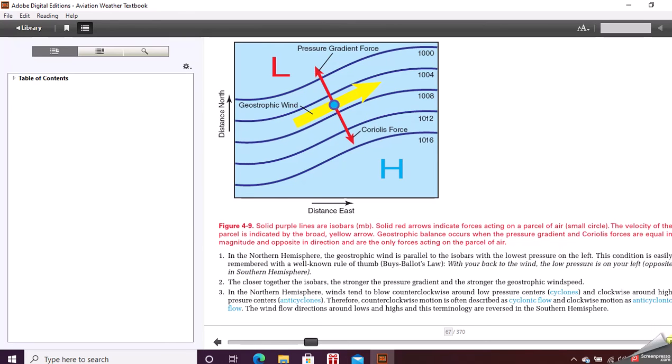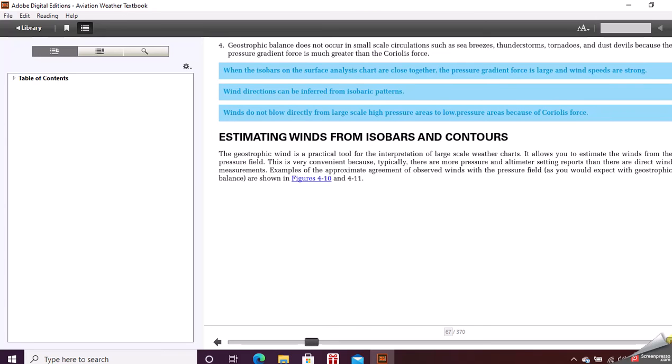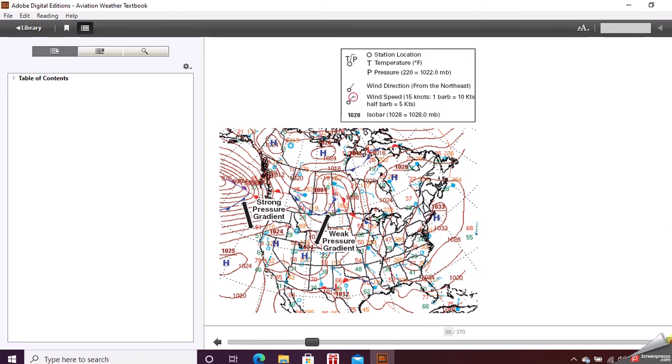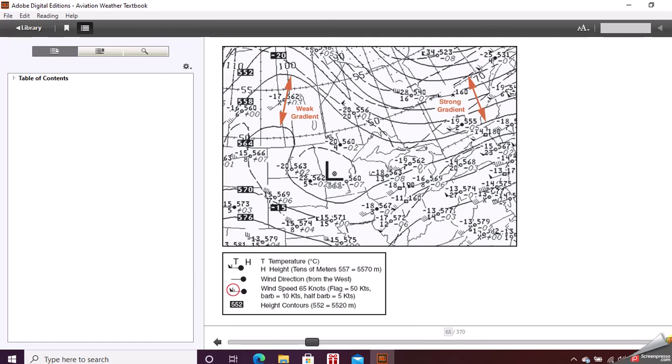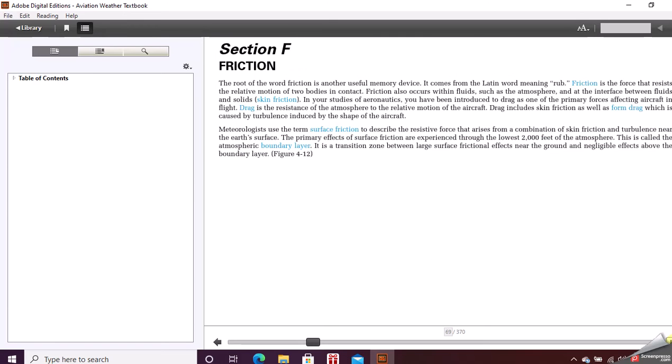So now that you've got the motions of the air, the closer together the isobars are, the stronger the winds. You can do the same thing with contours.